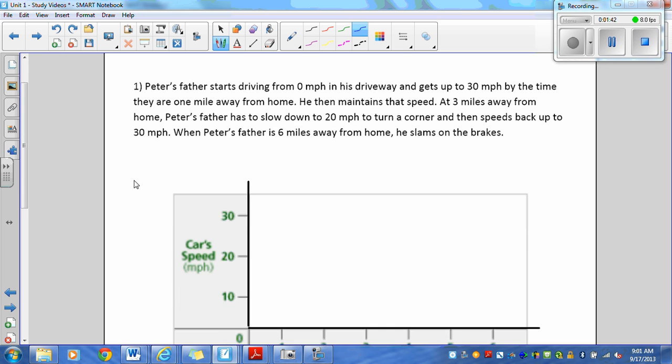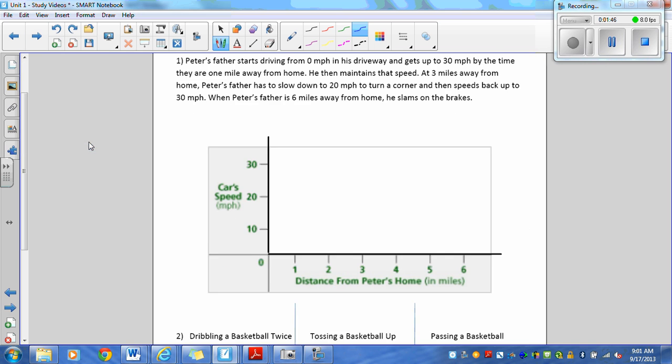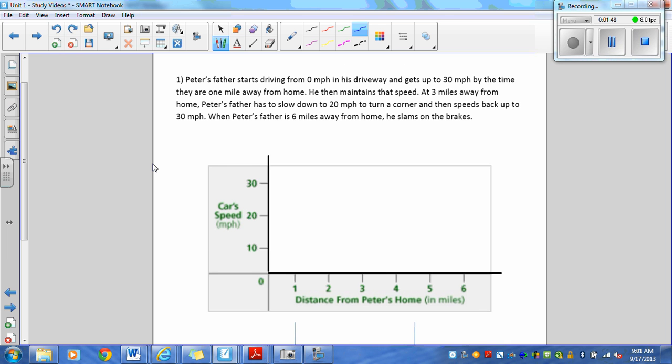Let's look at a graph of Peter's father driving from 0 miles per hour in his driveway, gets up to 30 by the time they are 1 mile away from home. He then maintains that speed. At 3 miles away from home, Peter's father has to slow down to 20 in order to turn a corner, and then speeds back up to 30 miles per hour. When Peter's father is 6 miles away from home, he slams on the brakes.